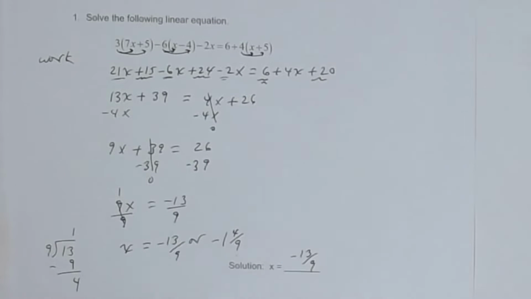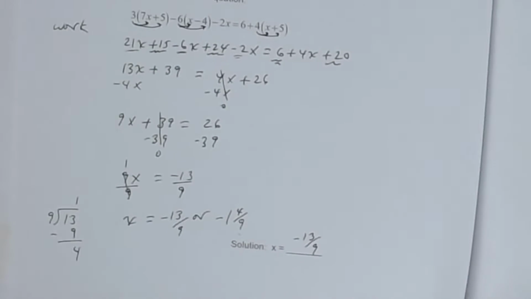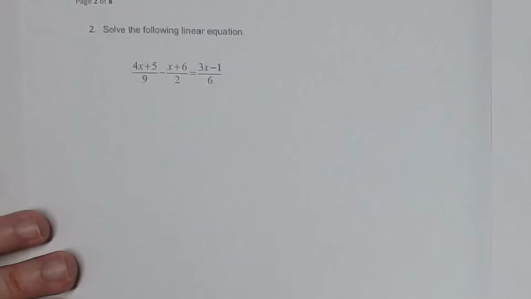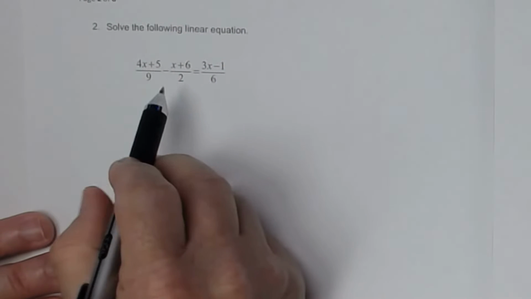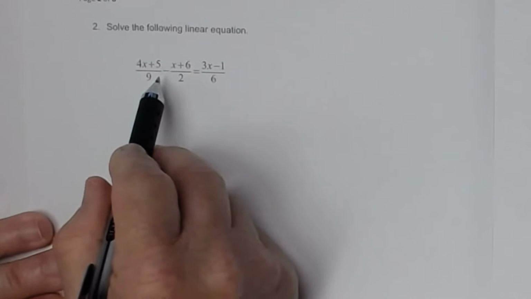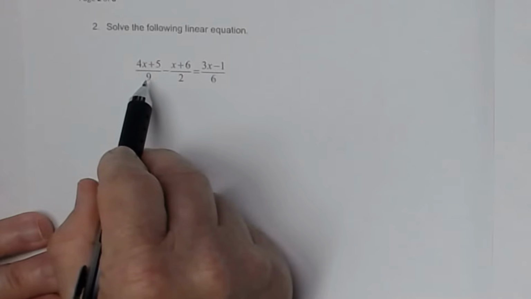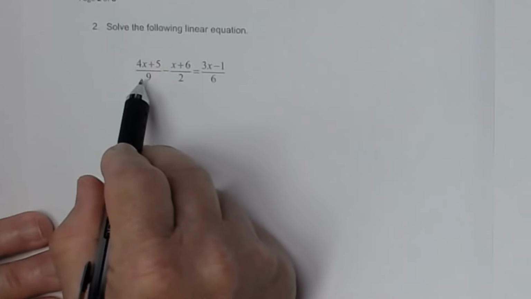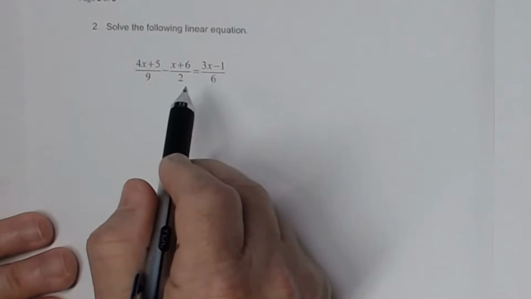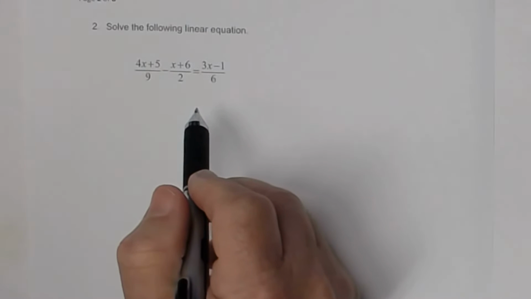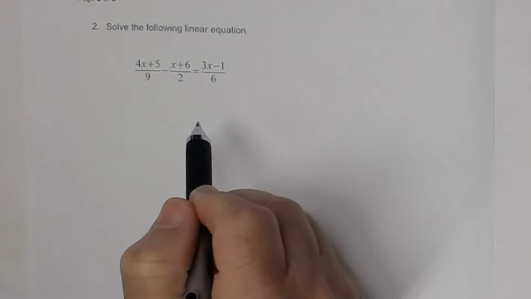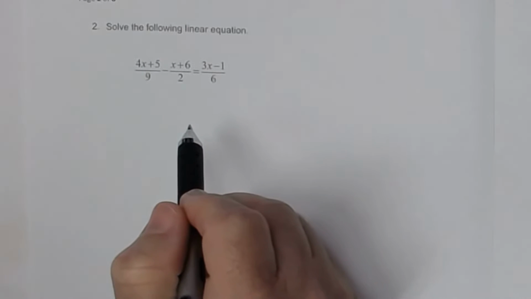Okay, so let's look at number 2. Now, number 2, we had this linear equation. And notice that this linear equation has fractions in it. The denominators, though, are real numbers. So 9, 2, and 6. In particular, those are integers. In particular, those are whole numbers. All right, so it makes things a lot easier for us.